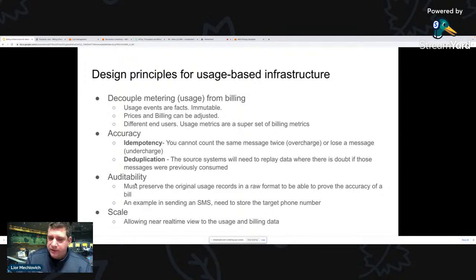Okay, auditability, which basically means you must preserve the original user record. It's not enough. Actually, in the simplified version that we saw of the aggregation, it was deleting the original records in this blog post, which is very bad, because you really need to be able to audit.